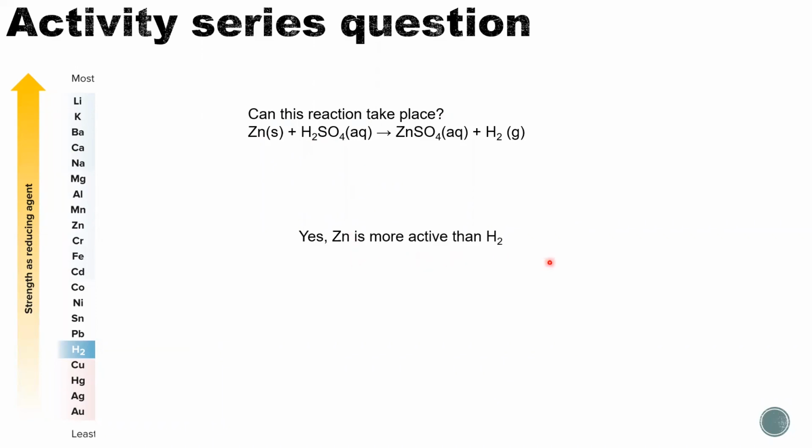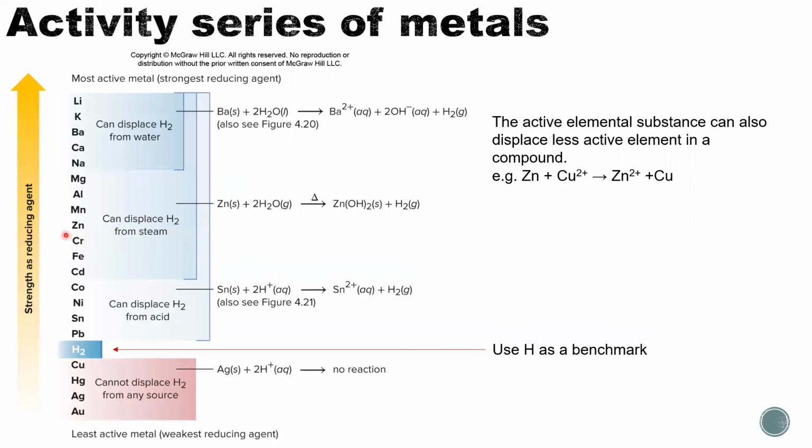If I ask you if zinc can react with water at room temperature to produce hydrogen gas, then in that case, you need to know which category zinc is. If you refer to before, zinc can only displace hydrogen from steam. So if I give you zinc and room temperature water, no reaction will occur.